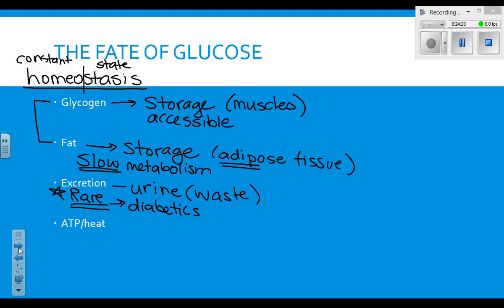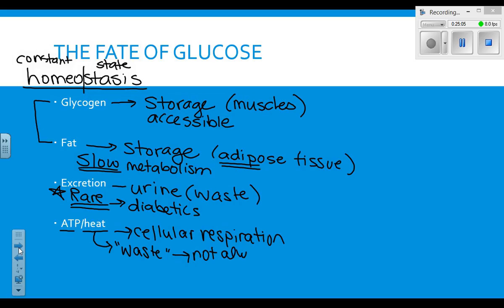The last fate of glucose is where I make ATP and some waste heat. This means that cellular respiration is actually happening. So there are lots of things that can happen to glucose besides performing cellular respiration. Now the heat is often called waste heat, which is kind of a bad term because sometimes the heat is actually very useful.